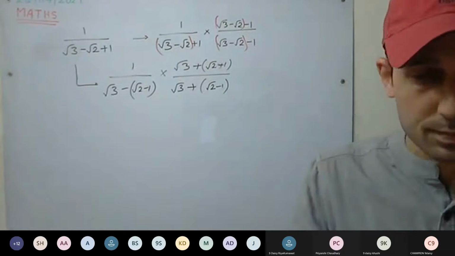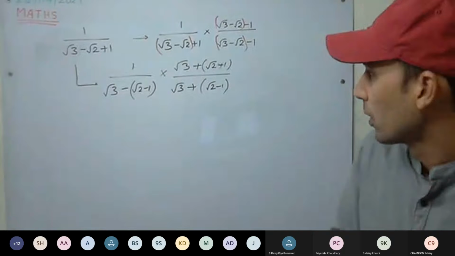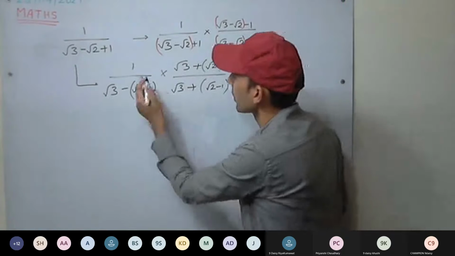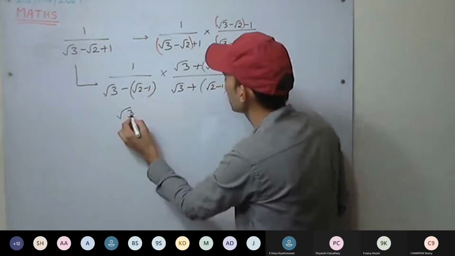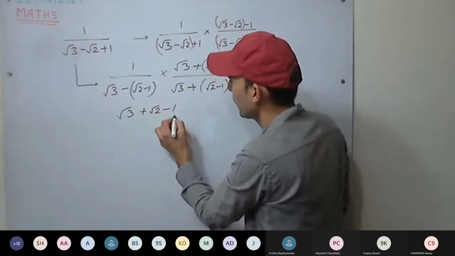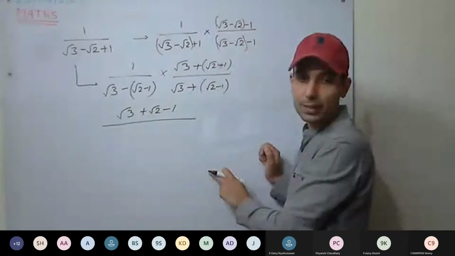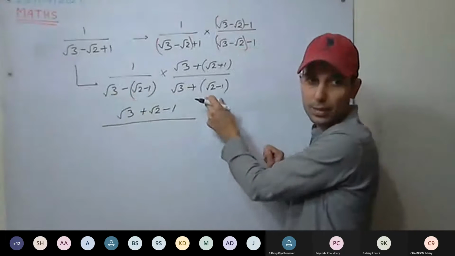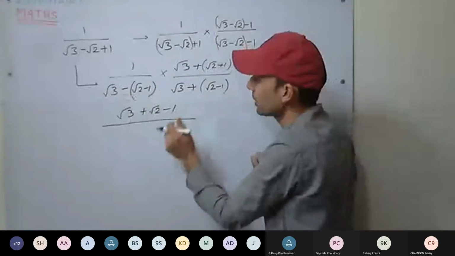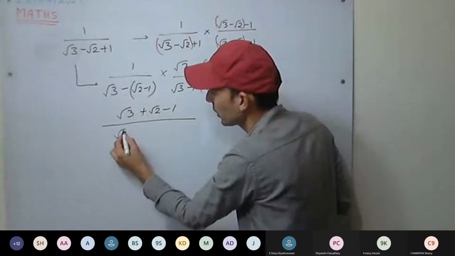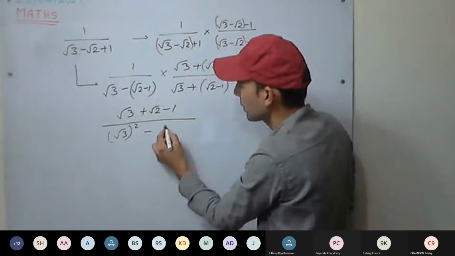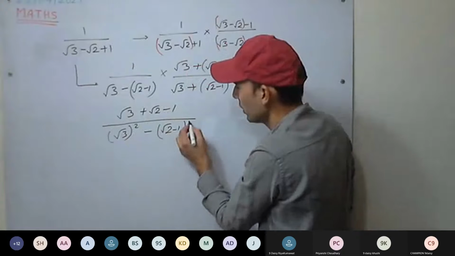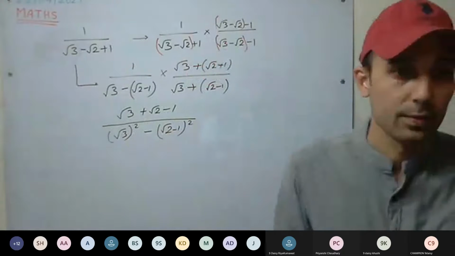Solve this one. So what will be the next term? In the numerator it will be root 3 plus root 2 minus 1. In the denominator, this is a minus b, a plus b, so a square minus b square. So root 3 square minus root 2 minus 1, the whole square.